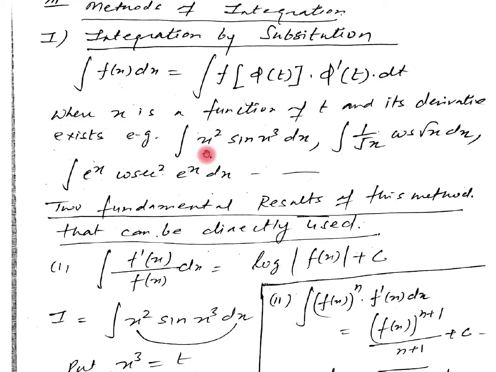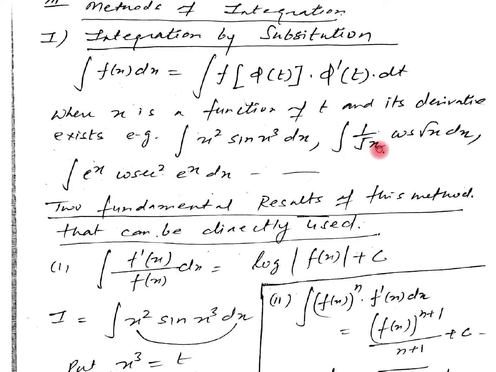What does it mean? Suppose here in this question, x square into sine x cube dx. Now we know the derivative of x cube is 3x square. It means if our function variable is x cube, then its derivative is 3x square. So the function as well as its derivative is given.